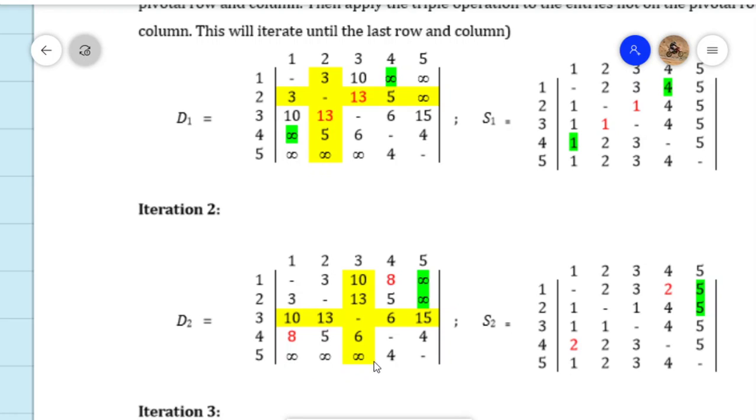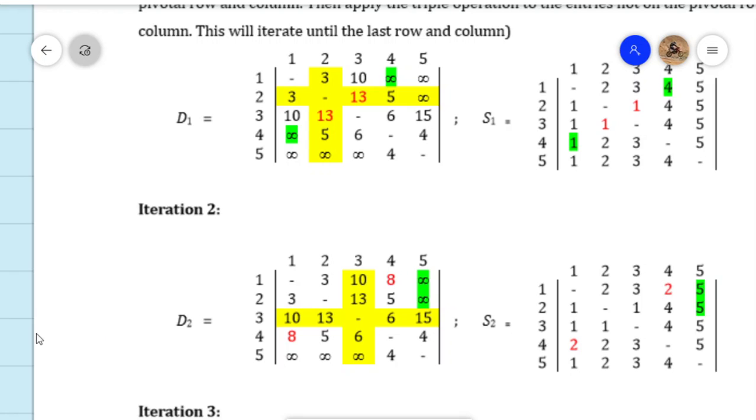Next entry in the fifth row, infinity. But take note, the entry in the pivotal column is already infinity, meaning no matter what we add to infinity, the sum would still be infinity, and it would be greater or equal to any entry in row 5. So no entry in row 5 will be replaced. Only 2 entries are marked. So we mark the entry in the same position in S sub 2.